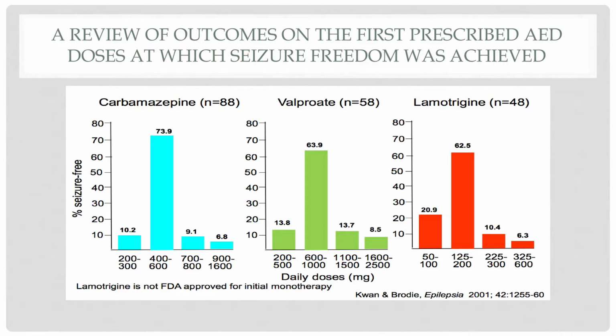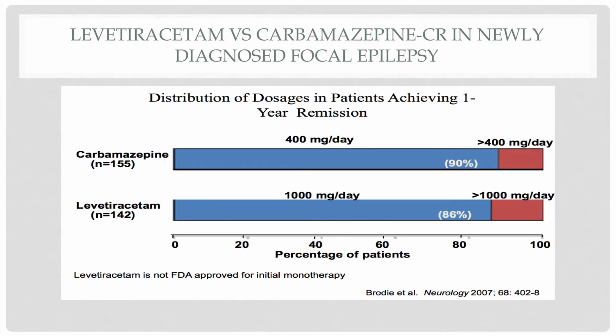You have 1,000, which is the optimum daily dose. For lamotrigine, that dose is about 200. Keppra, 1,000. Any additional increase? I personally don't like to go above 1,500.